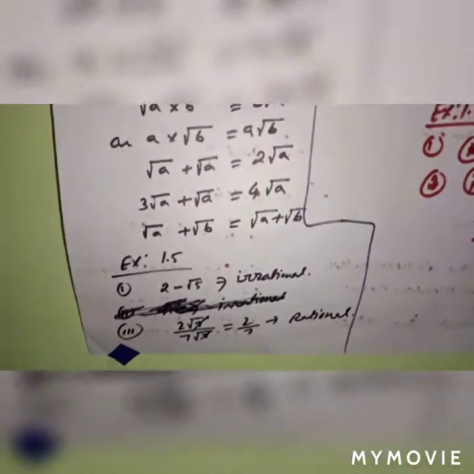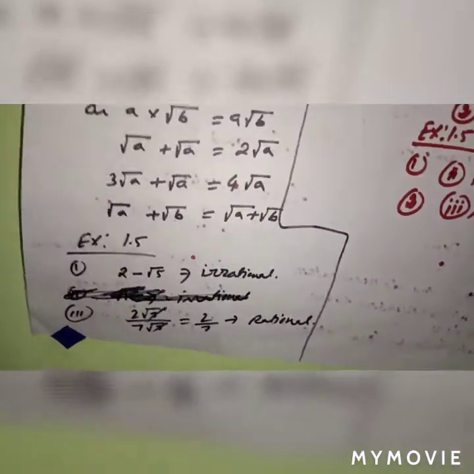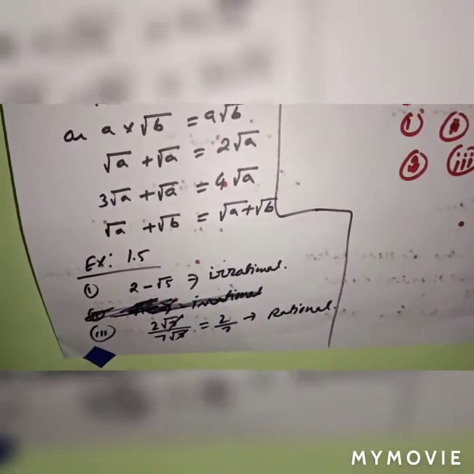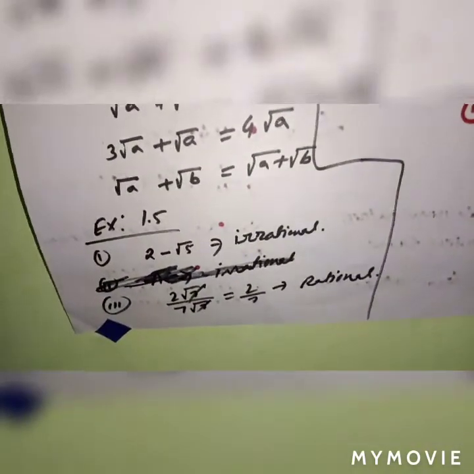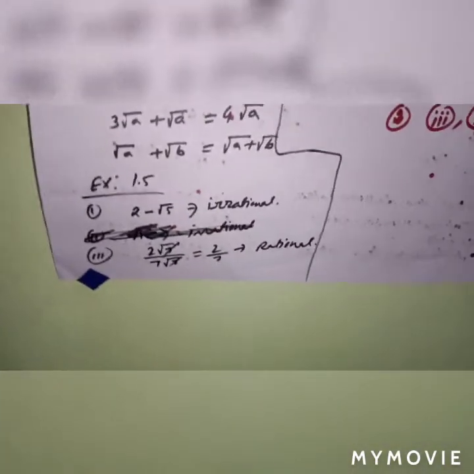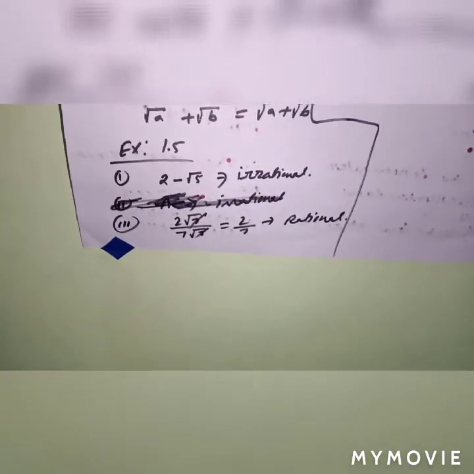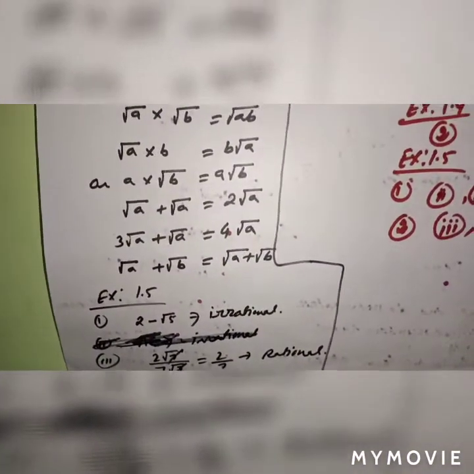Now exercise 1.5, you have to find out whether the following numbers are rational or irrational. 2 minus root 5. See, here root 5 is subtracted from 2. Root 5 is an irrational number. If an irrational number is multiplied with a rational number, it will become irrational. If an irrational number is subtracted from a rational number, it will become irrational.